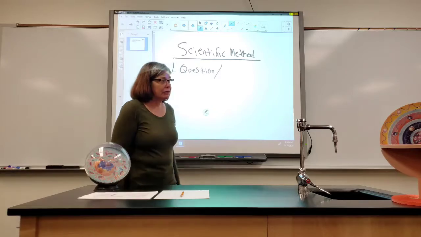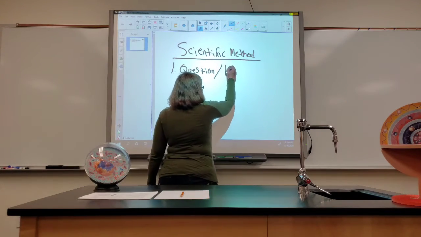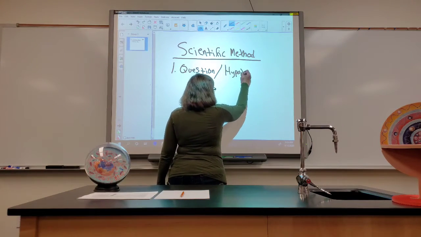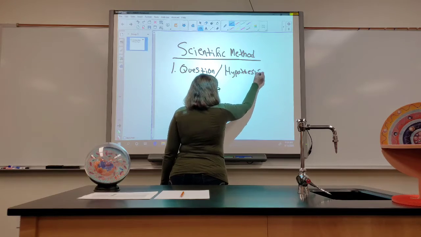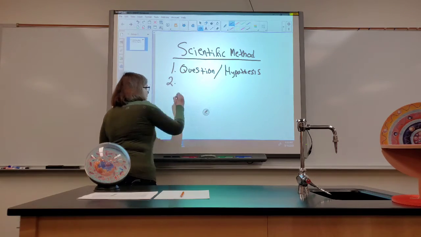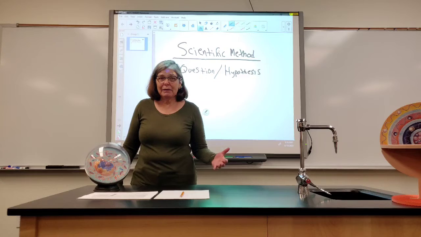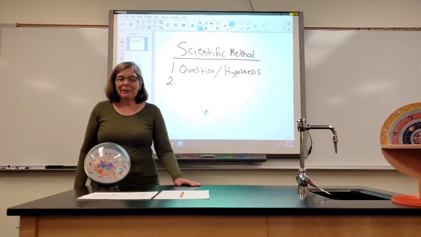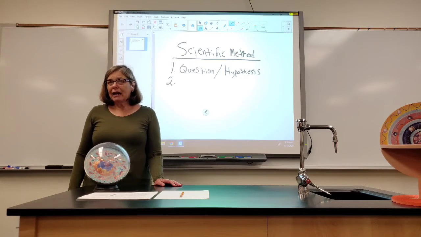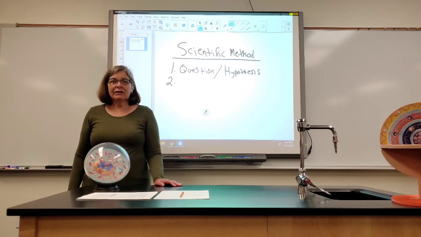Then they would have to come up with an answer to that question. And that answer is called their hypothesis. It's just a guess based on what they already know about trees. So for instance, their guess might be, well, maybe the pine cones are located at the top of the tree because that's where the sunlight is the greatest. That might be their hypothesis.